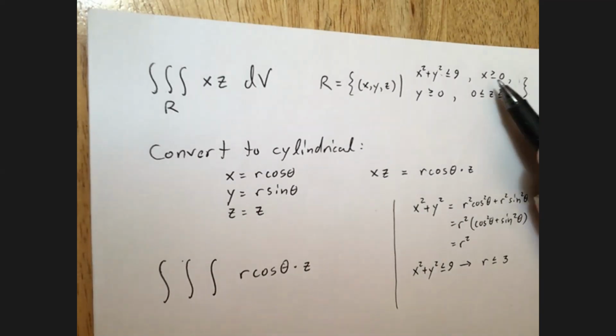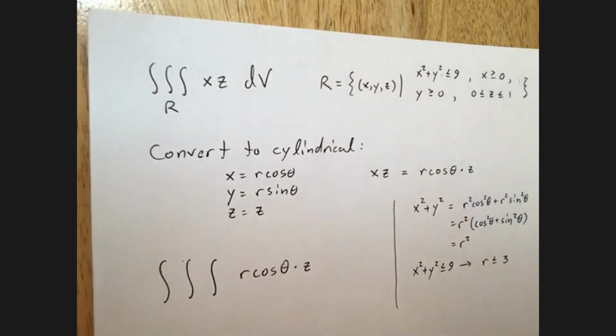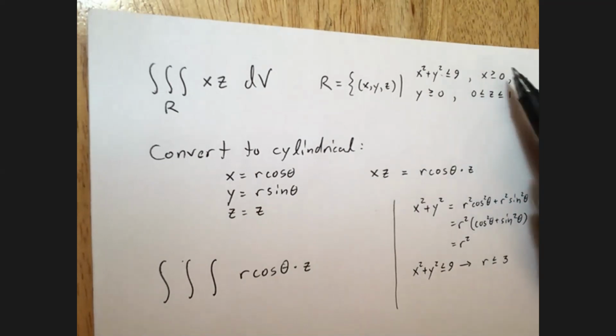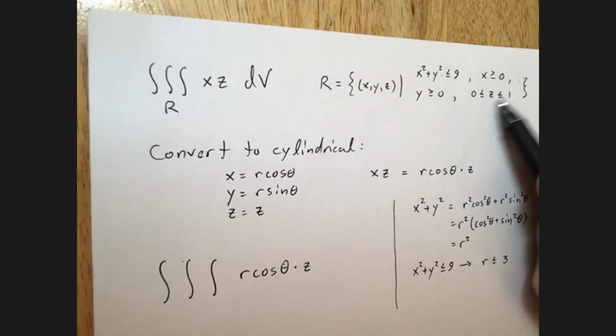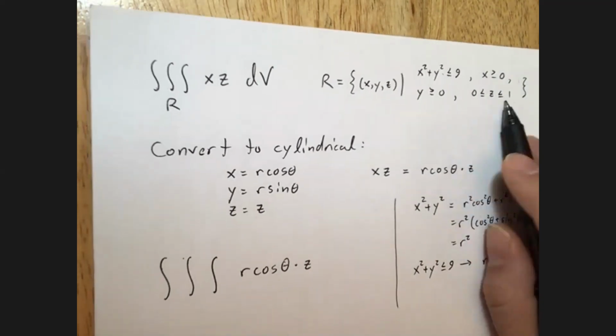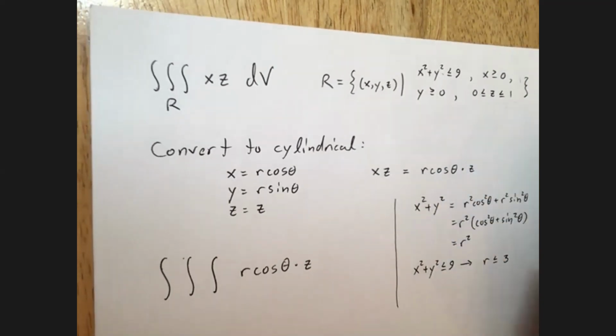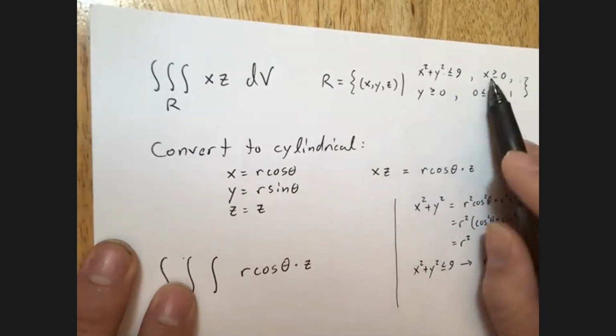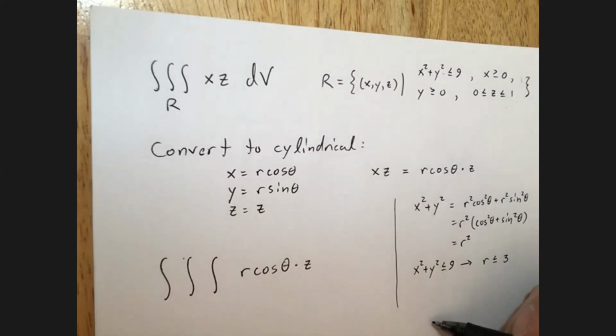Now, to say that x is greater than 0 and y is greater than 0, let's not substitute those in. Let's just think about that. We'll get back to that in a little bit. The z is z, so z is just the z coordinate in cylindrical coordinates, so that's fine. Let's think about what this is saying. Let's draw the picture of what we're looking at here.